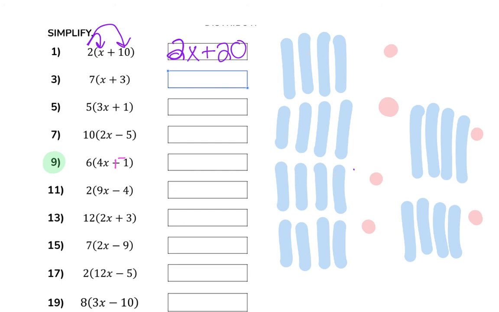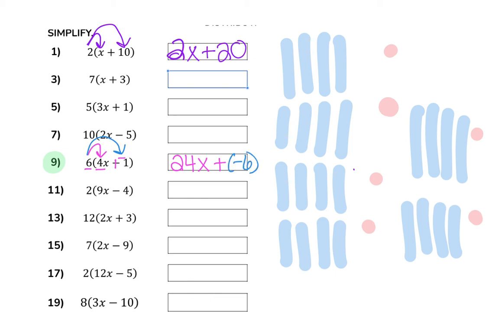And you'll see here, if you were to count all these up again, you'd have 4, 8, 12, 16, 20, 24 x's, which is exactly what you would get if you did 6 times 4x, plus you would have 1, 2, 3, 4, 5, 6 red tiles. And remember, reds are those negatives. So you're adding 6 negatives.